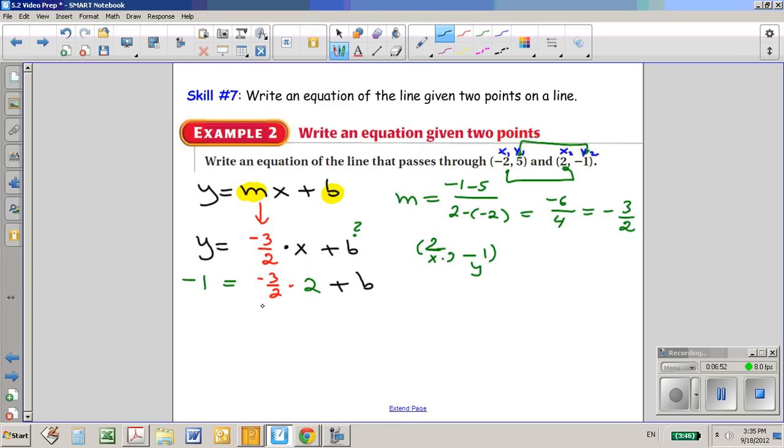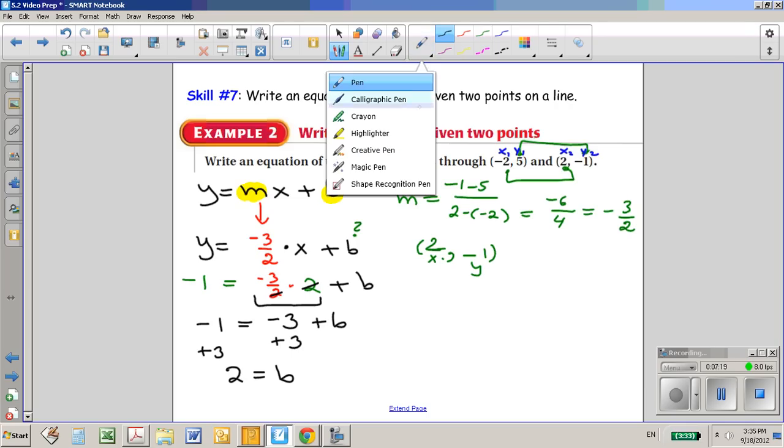Okay. So now before we do anything, I'm going to actually multiply this. So I have negative 3 halves multiplied by 2. So the 2 and the 2 will cancel, and you get negative 3. So it's negative 1 equal to negative 3 plus b. So now I have one equation with one unknown, so I can solve for b. I'm going to try to get b by itself, so I'm going to add 3 to both sides. And you get 2.